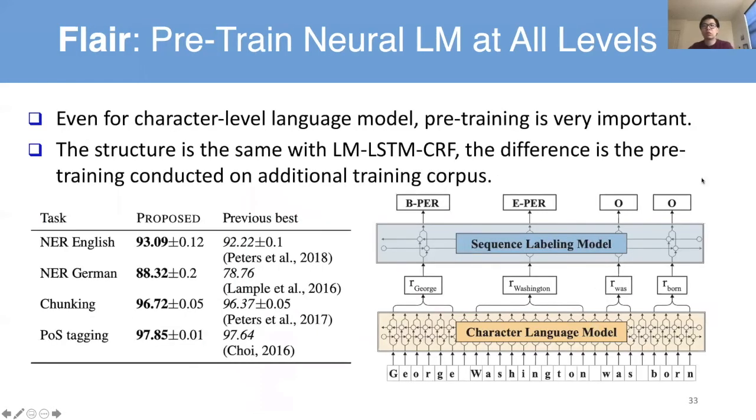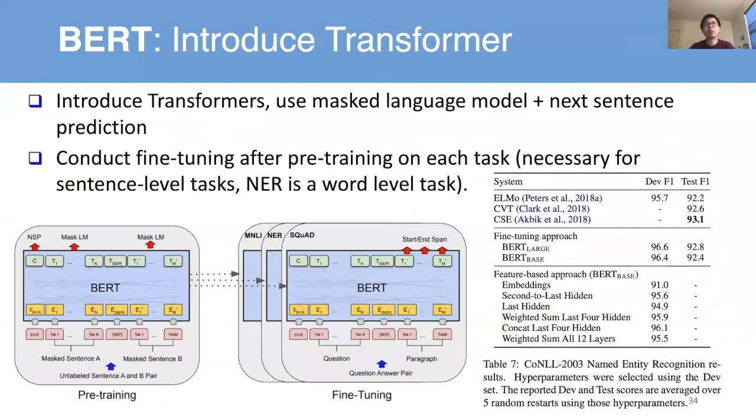The current state-of-the-art model for supervised NER is this player. It's not only using the pre-trained language model at the character level or the word level, it's using the pre-trained language model at both levels. So it's very similar to what we have in the LM-LSTM-CRF, but the difference here is it's doing the pre-training on an additional training corpus. Then it achieves the best performance among all these compared models.